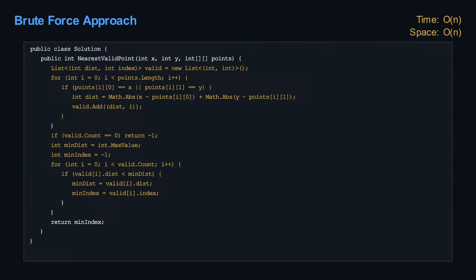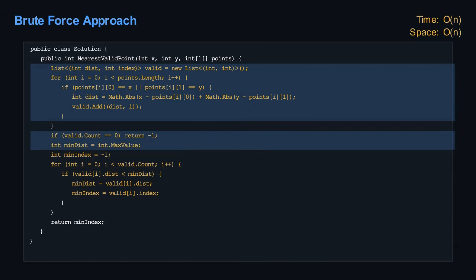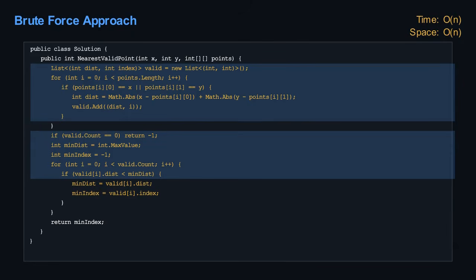A straightforward but less efficient approach would be a two-pass brute force. First, we iterate through all points, filtering out only the valid ones, those sharing an x or y coordinate with our target. We'd store these valid points along with their calculated Manhattan distances and original indices in a temporary list. After this initial pass, we'd then iterate through our temporary list to find the minimum distance and its corresponding index. This approach uses O(n) time for both passes and O(n) space to store the intermediate list of valid points, which can be inefficient if many points are valid.